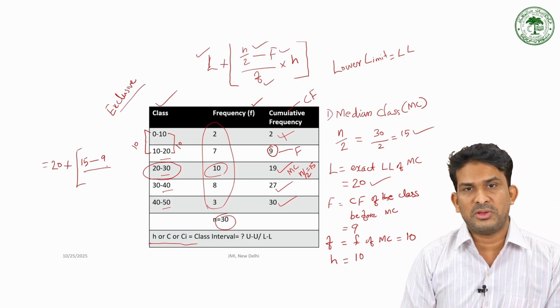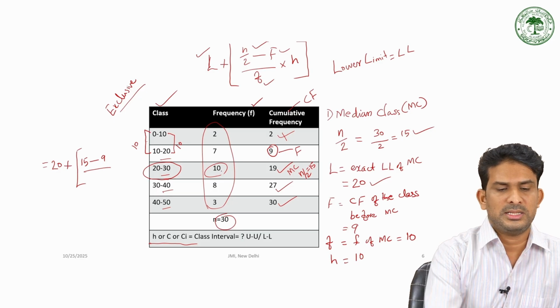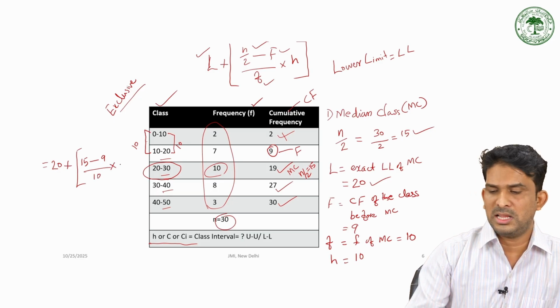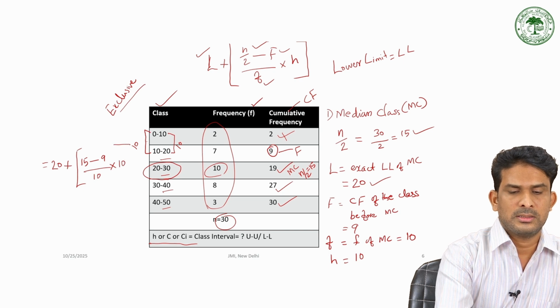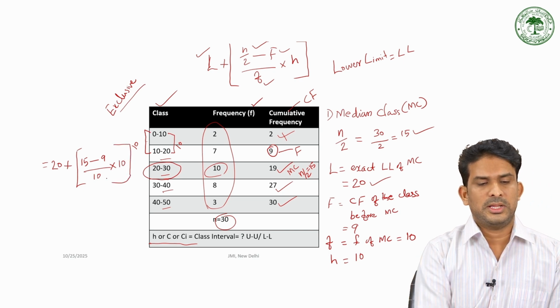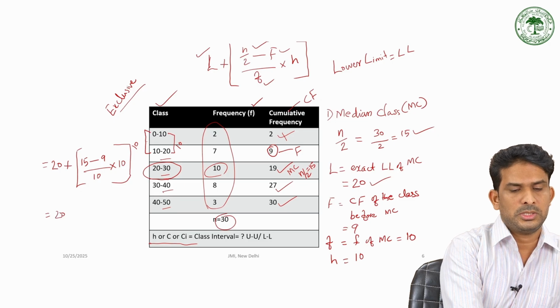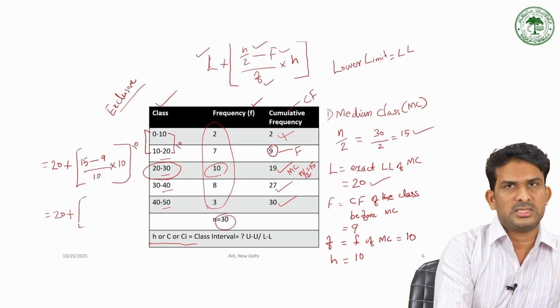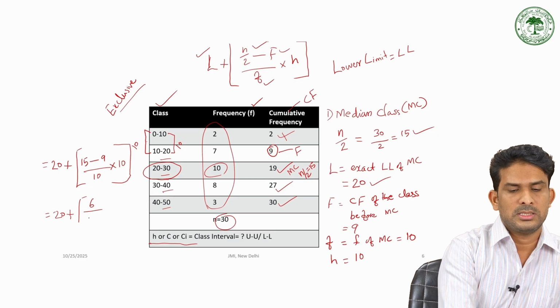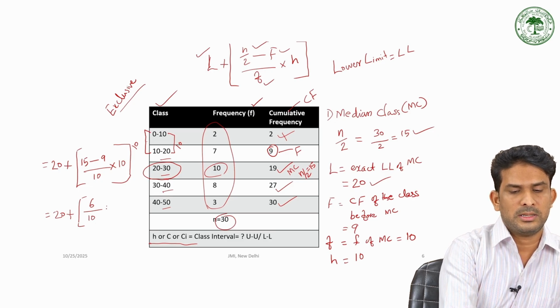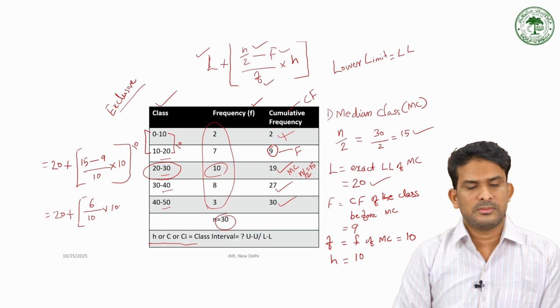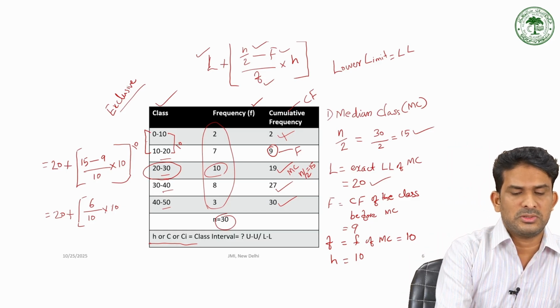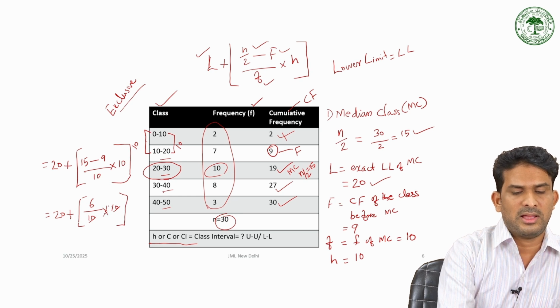Divided by the frequency of the corresponding median class, 10, into the class width, again 10. This is the calculation method. Again, going to 20 plus, within the bracket, 15 minus 9 is 6. 6 by 10 into 10. 6 by 10 is 0.6, and 0.6 into 10 is 6. So this 2 will be going. So finally, what is the value we are getting?